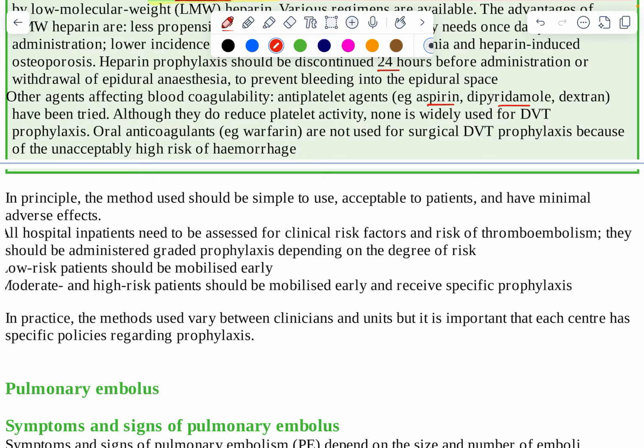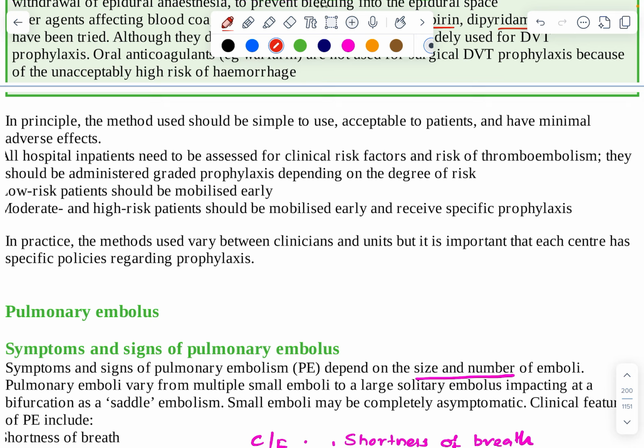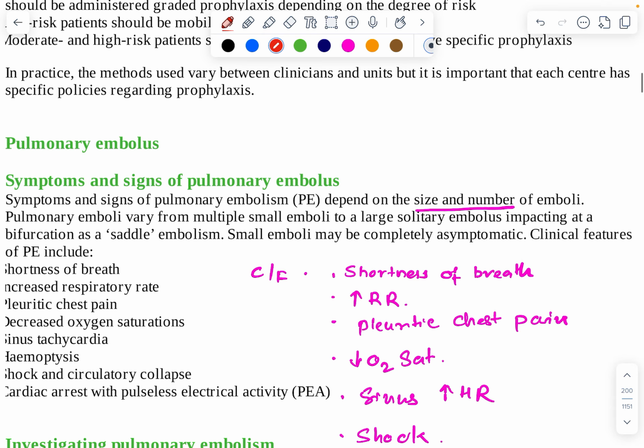All hospital patients need to be assessed for clinical risk and risk of thromboembolism. For moderate to high risk, you have to give prophylaxis. So this was the use of low molecular weight heparin, which can be given 24 hours before.